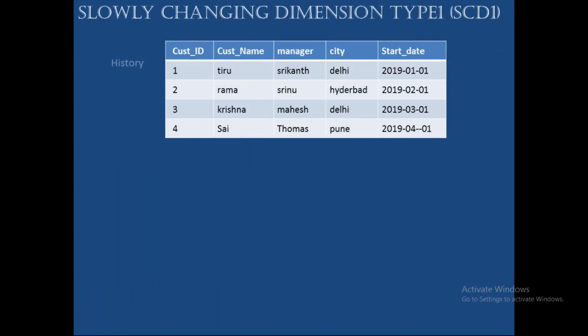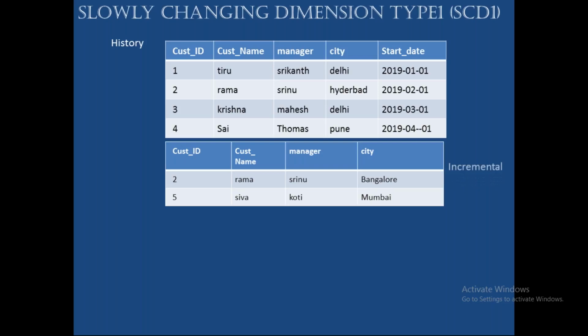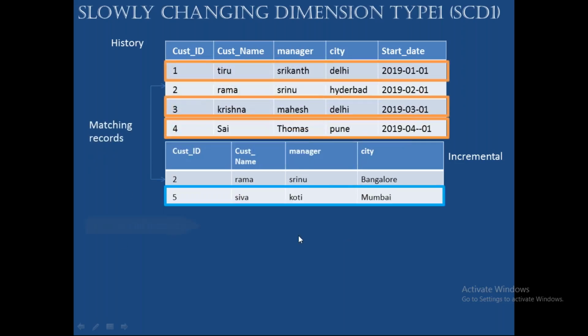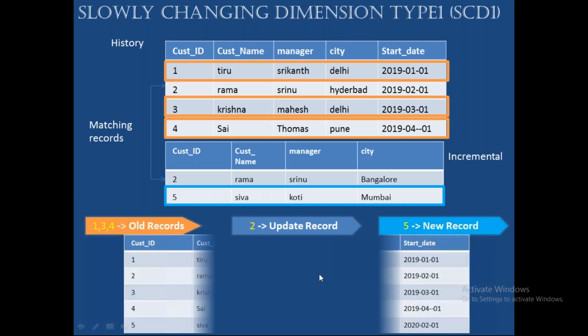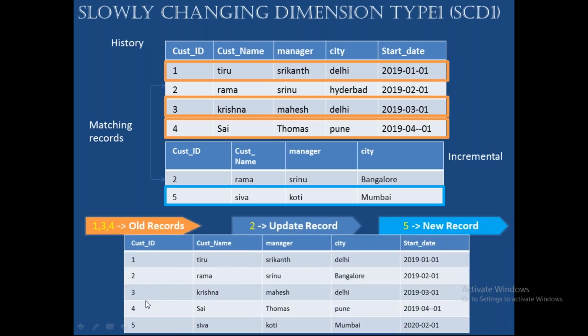But how do you implement SCD1? Here you have historical data, and here you have incremental data. Record 2 is the common record between these two. If you look at record 2, Srinu was previously in Hyderabad, and now he switched to Bangalore. So in the result, 1, 3, 4 are the old records, 2 is the updated record, and 5 is the new record.